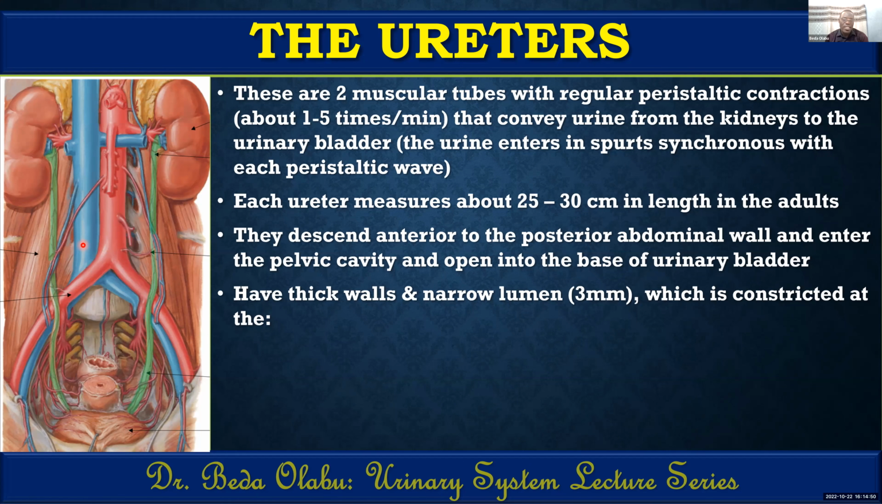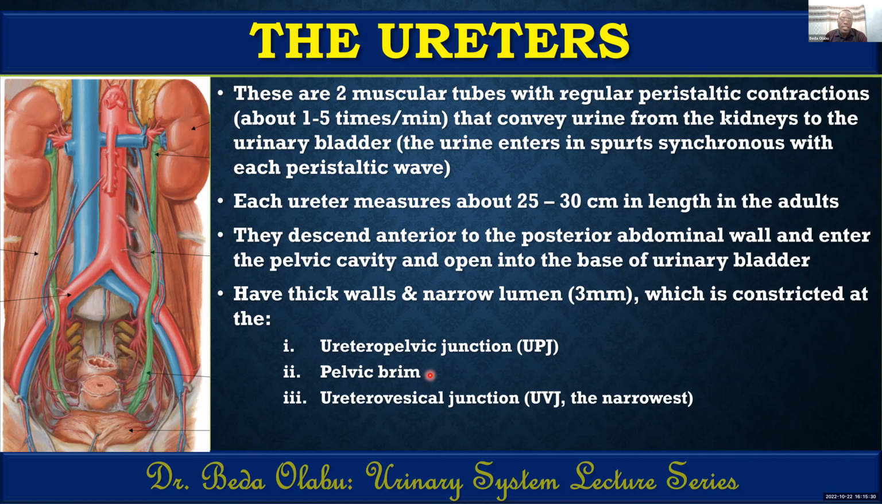To add to that insult, the lumen of the ureter is anatomically constricted in 3 sites, which I want to mention. One, the junction between the renal pelvis and the ureter is a point of narrowing. We call that ureteropelvic junction. The second point of narrowing is where the ureters cross to enter the pelvis. So when they cross the pelvic brim, the ureters there are slightly constricted by the common iliac vessels.